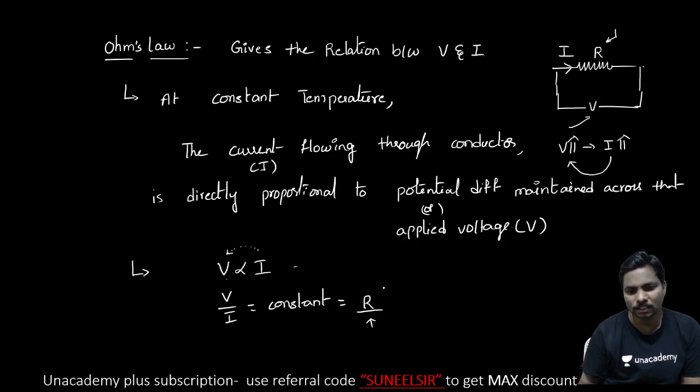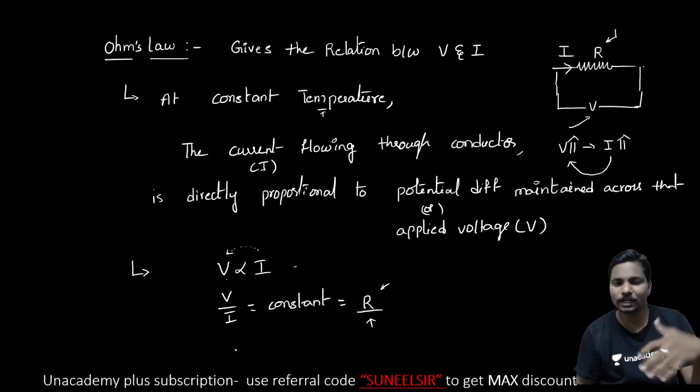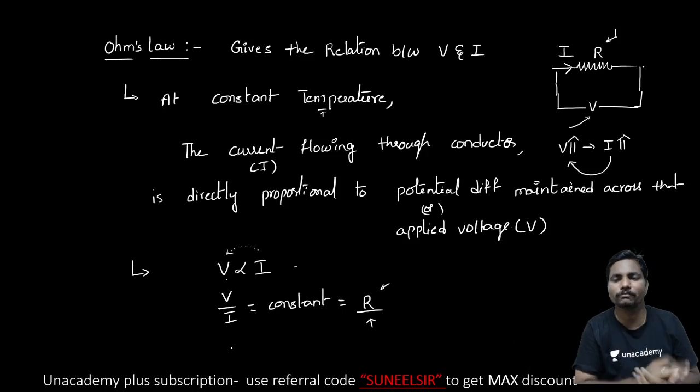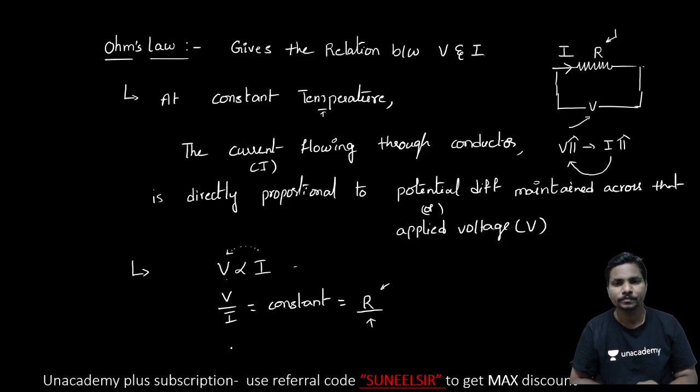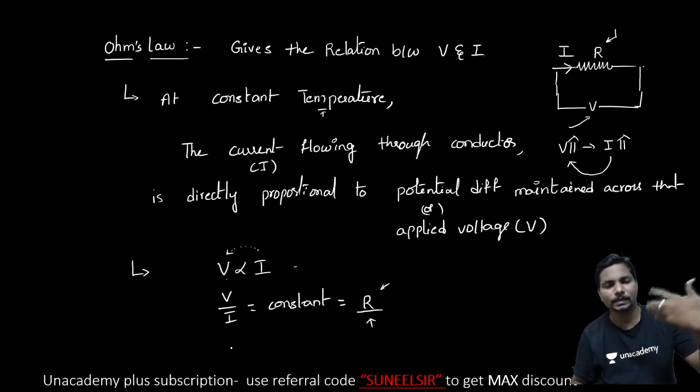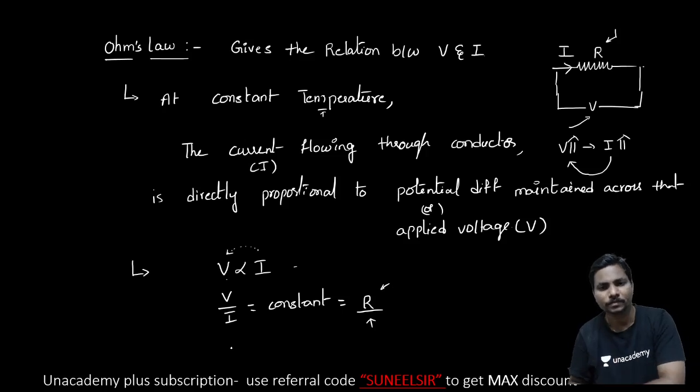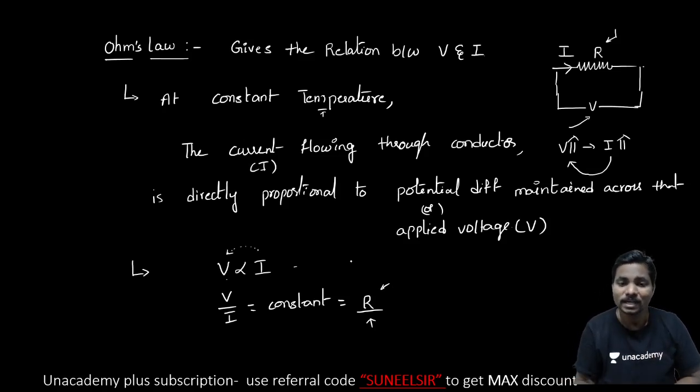Resistance is constant only when the temperature is constant. Otherwise, for example, in conductors, as the temperature increases, resistance also increases. In semiconductors, as the temperature increases, resistance decreases. So as temperature varies, resistance varies, and if the resistance varies, then Ohm's law is not applicable.